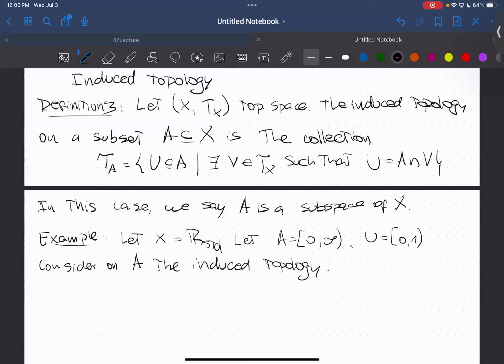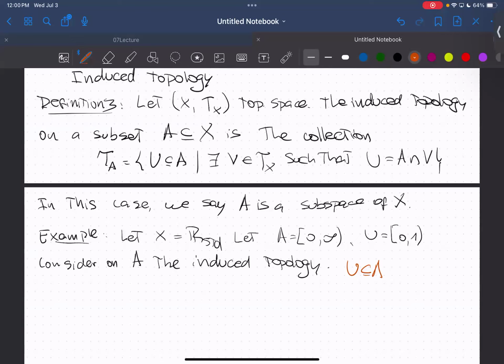Let X be the reals with the standard topology. Consider A with the induced topology. So what we have is U inside of A, inside of X. This U, probably you know this, is not open in X.